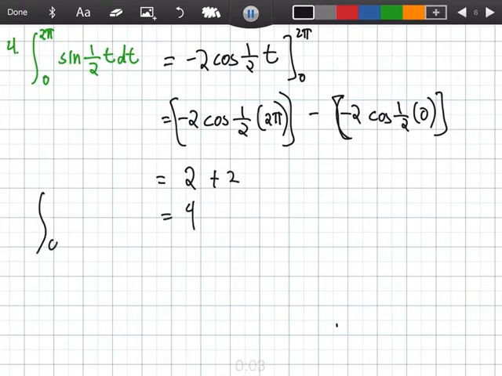So, sine 1/2 t dt from x is equal to 0 to x is equal to 2 pi is equal to 4. So, ganun lang yung definite integral. So, definite integrals is meron siyang limits. Dun sa indefinite integral kasi, ina-integrate lang natin yung function. Dun sa indefinite integral, meron tayong plus c, yung constant of integration. Dito, wala na yung c kasi nga, masosolve natin siya kasi nga, known na yung ating limits.